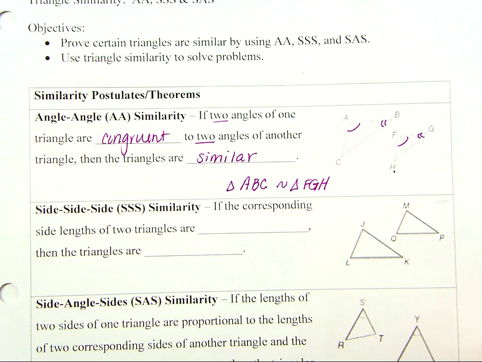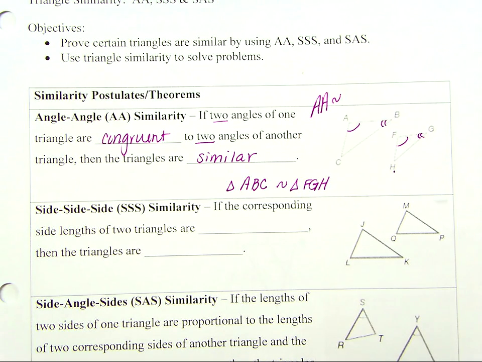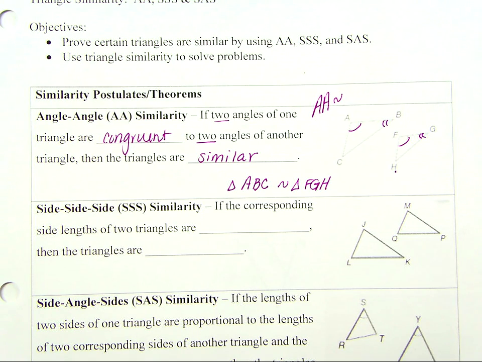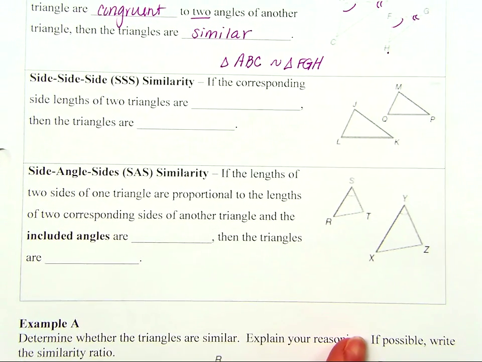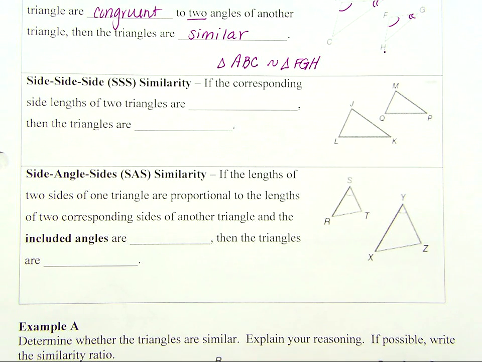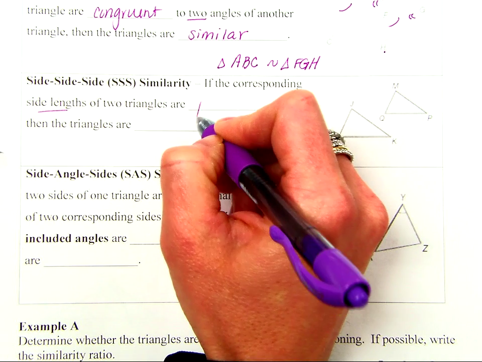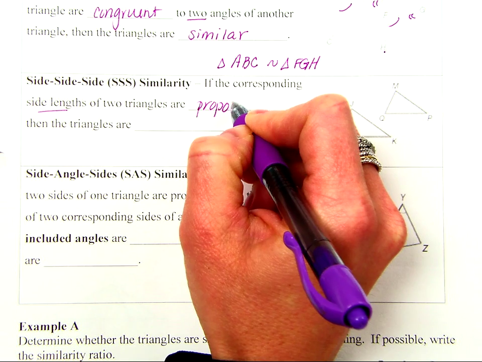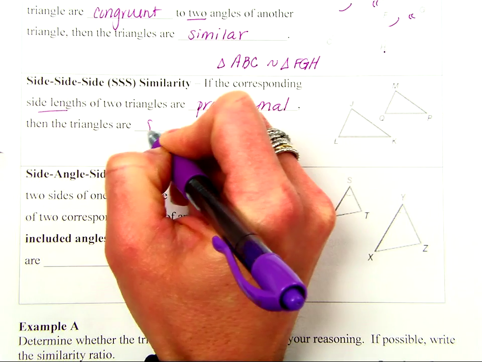Sometimes the angle-angle similarity shortcut, instead of just saying AA, you might see it written like this, AA with the similarity sign, so that you know you're not proving a congruence shortcut. The second one is the side-side-side similarity shortcut. And the side-side-side similarity shortcut says if the corresponding side lengths of 2 triangles are proportional, then the triangles are similar.